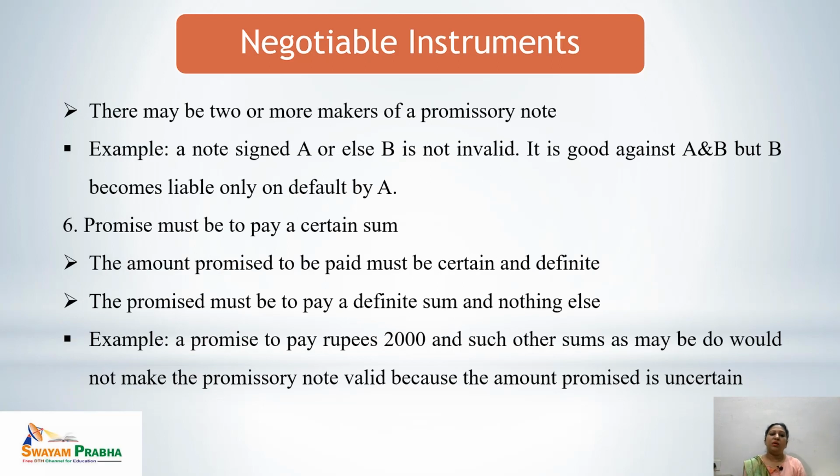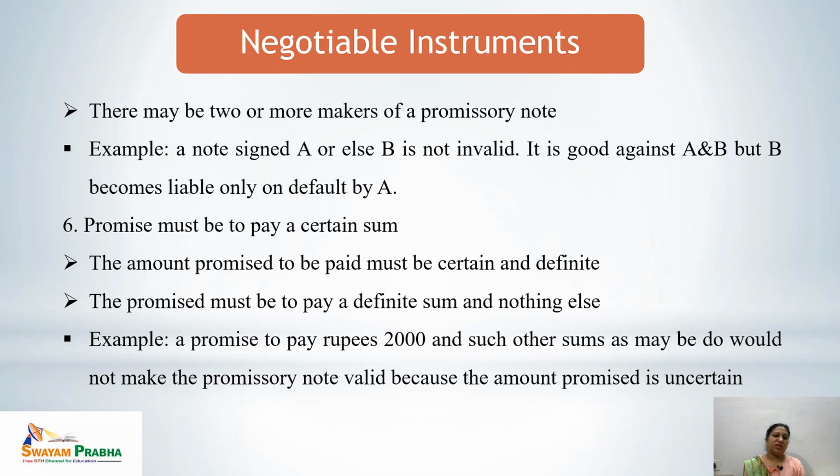There may be two or more makers of a promissory note, meaning two persons can jointly make a promissory note. Let's see the example. A note signed by A or else B is not invalid. It is good against A and B, but B would become liable only on default by A. That means when two persons sign the same promissory note, it is always considered valid, but the primary responsibility of payment would be of the first person, and in case of default by the first party, then the second party would be liable to pay for the same.